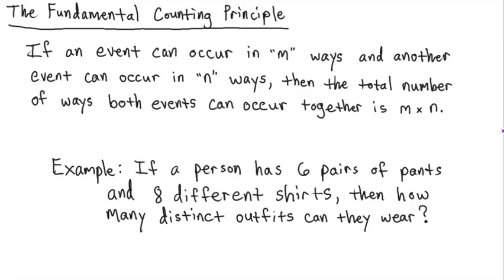Let's look at this example. If a person has 6 pairs of pants and 8 different shirts, how many distinct outfits can they wear? And the correct answer is just simply 8 times 6. So the answer is 48. There are 48 different outfits that they can wear.